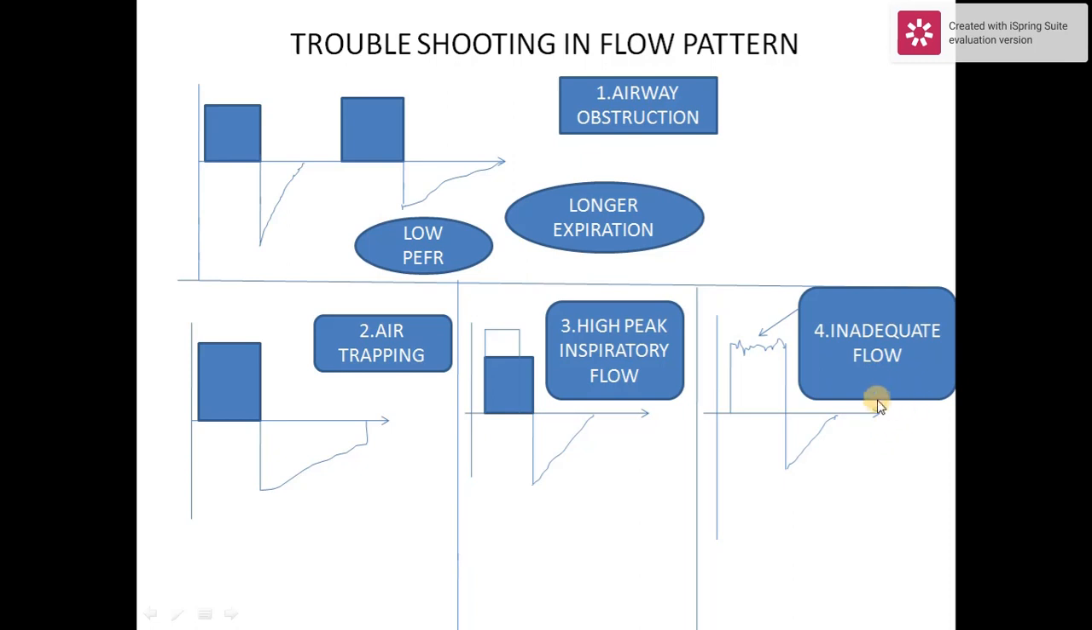Suppose a patient requires around 100 liter per minute, but we have set it around 80 liter per minute. So the patient will be struggling for more flow. At that time there will be an inspiratory effort seen here, and it is known as inadequate flow. This is a pictorial representation. First one is airway obstruction, airway trapping, high peak inspiratory flow, and inadequate flow.